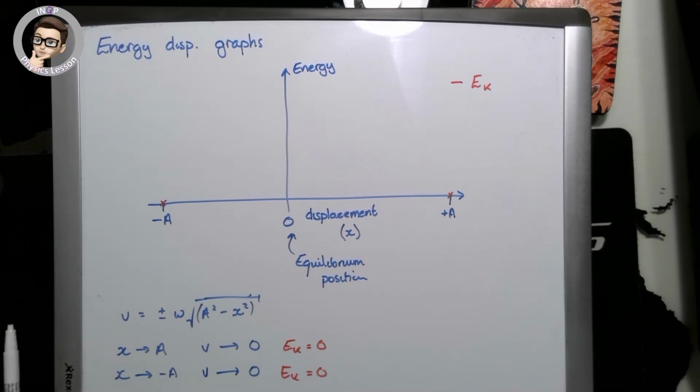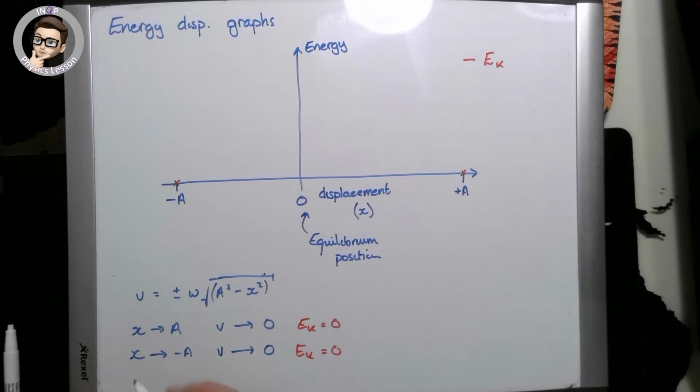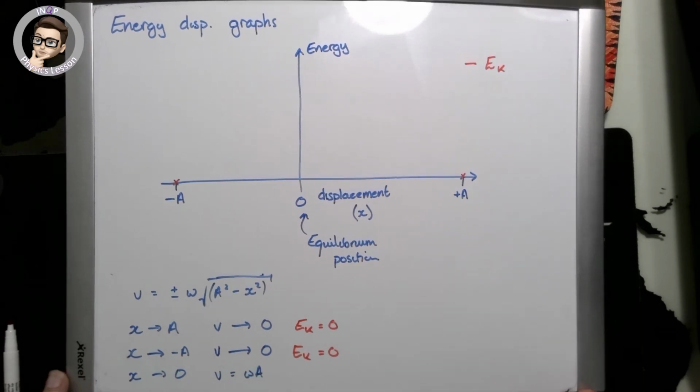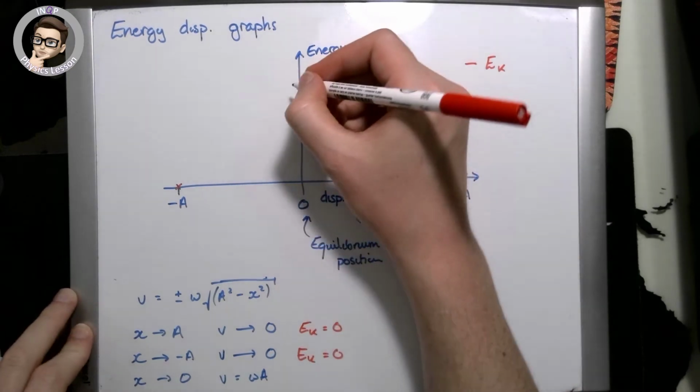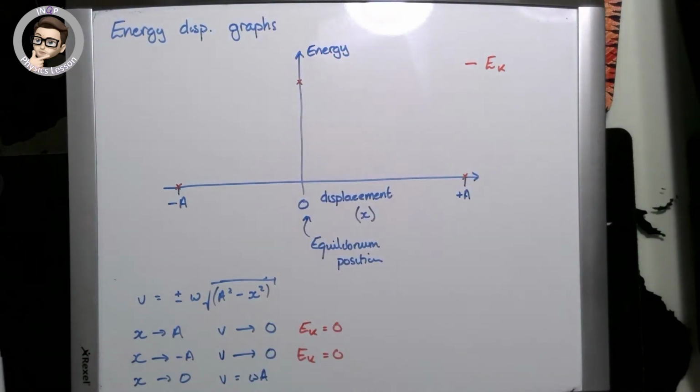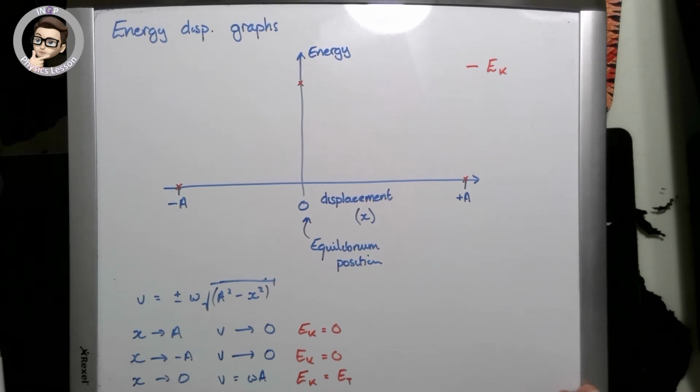What about when x is 0? We did this a moment ago. If x is 0, then we're going to have the velocity as being omega a, which is the biggest number you can possibly get out of this. Depending upon what omega and a are, the size of the number changes, but that's the biggest value you can get for this situation. So therefore, the energy when we're passing through the centre, through the equilibrium point, is going to be at a max. So EK in this situation is going to be equal to ET, the total energy.